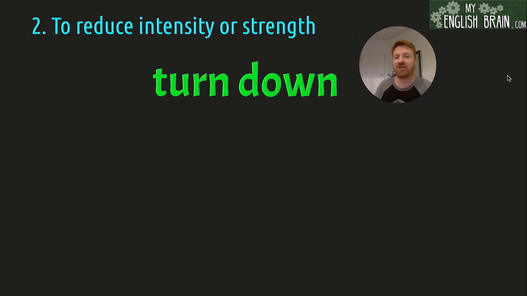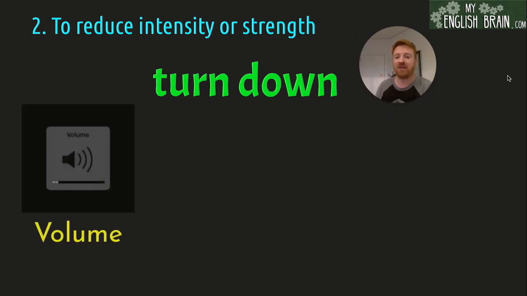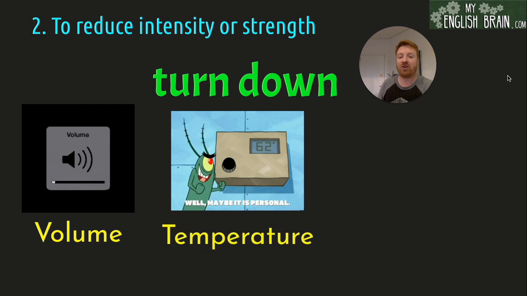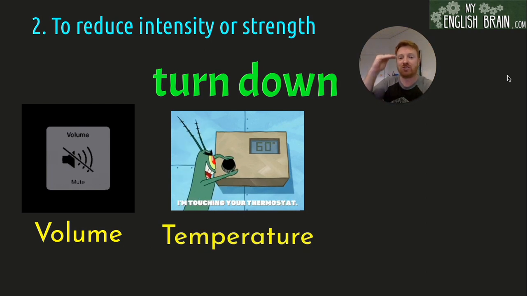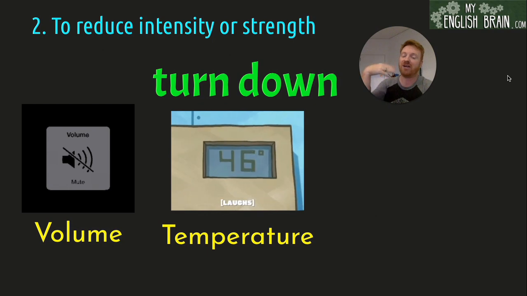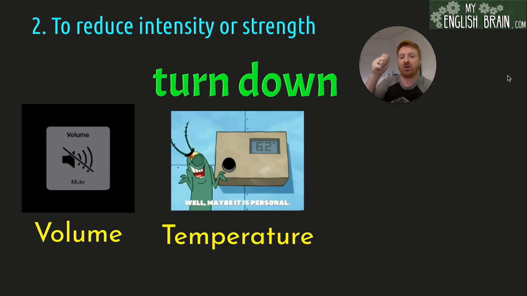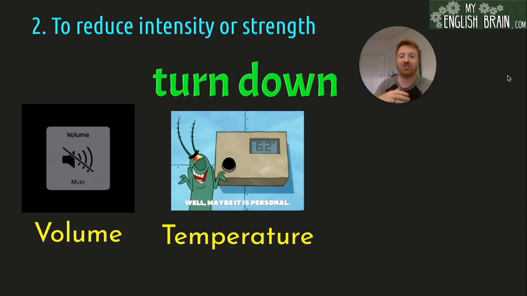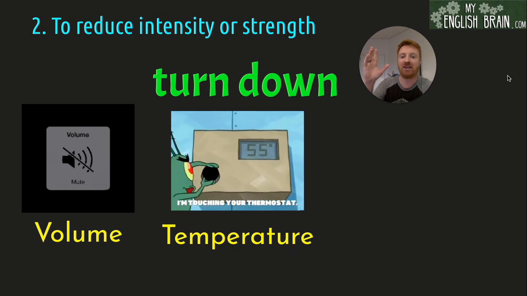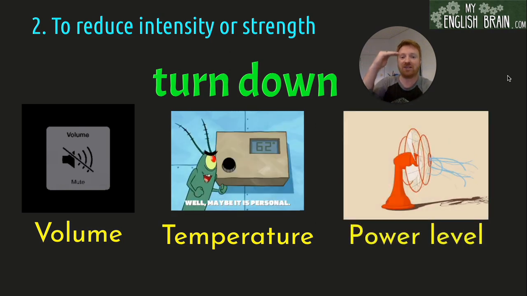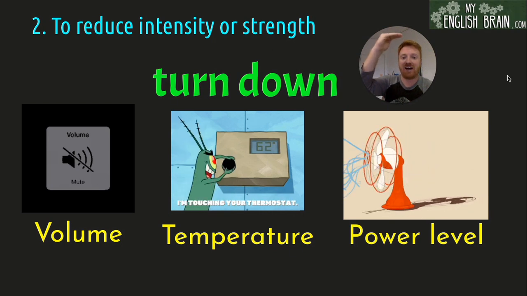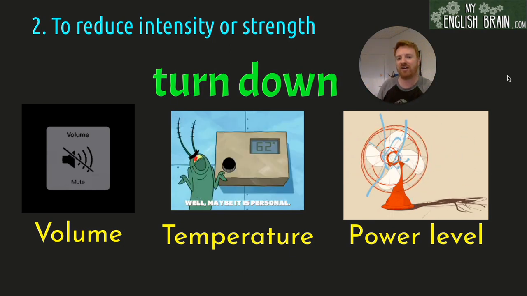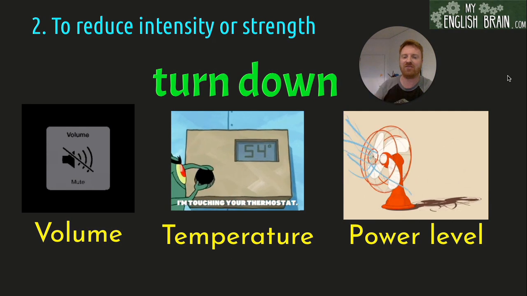Now, we can use turn down in many, many ways. For example, like we said, you can turn down the volume to reduce the volume. But you can also turn down the temperature to reduce the temperature. If it's too hot in your house or your apartment, you need to turn down the air conditioning and make it colder. But we can use turn down for almost any type of electronic product we have that has different levels of power. If it is a high level of power and I want to reduce it, I can say, can you turn down the fan? And it reduces the strength of the fan.